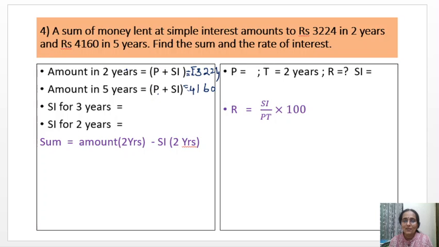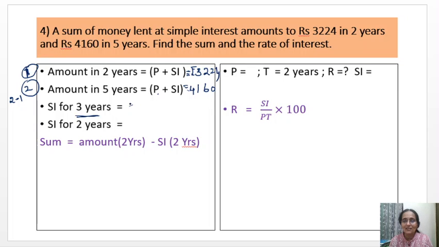Let me write out the first statement and the second statement. When you subtract statement 2 minus 1, the principal and principal will get cancelled. Simple interest for 5 years minus simple interest for 2 years, you will get the simple interest for 3 years.